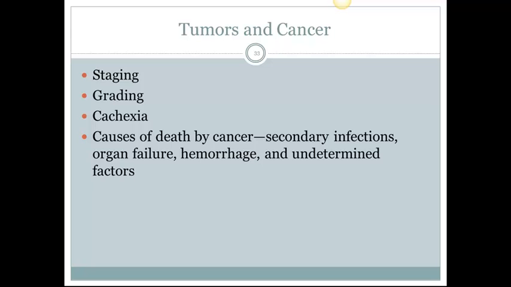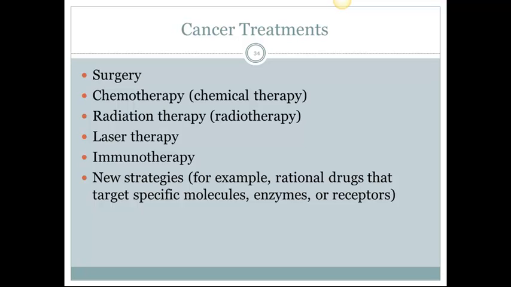Causes of death by cancer are usually secondary infections, organ failure, hemorrhage, and sometimes there are undetermined factors why people die. Cancer treatments: we have surgery, chemotherapy such as Taxol for breast cancer, radiation therapies, laser therapies, immunotherapies, and there are some new strategies with rational drugs that target molecules and enzymes and receptors, but a lot of those are still under research.